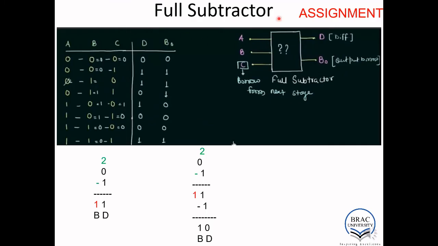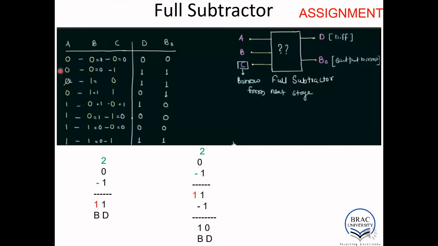So this is the full subtractor. This is your assignment, so I'm giving you some hints. For the full subtractor, you will have A, B, and C. So 3 inputs. C is your borrow from the previous bit. D is the difference. B naught is the output borrow. So 3 inputs, 2 outputs: A, B, and C; D and B naught, difference and output borrow.